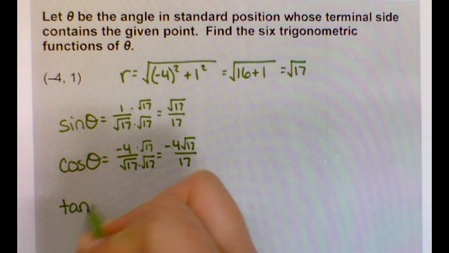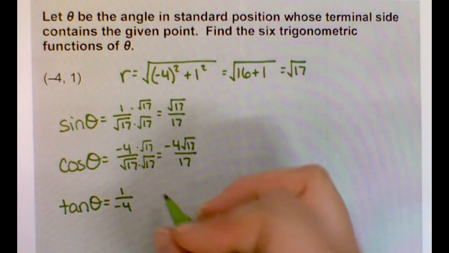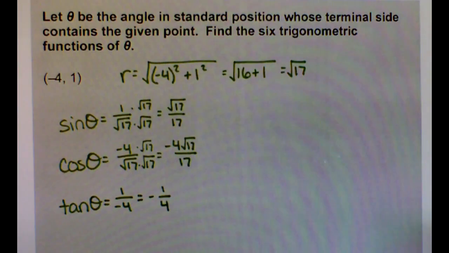And for the tangent of our angle, we take y over x, so 1 over negative 4. The only thing here, we don't usually leave a negative in the denominator. We float it out front.